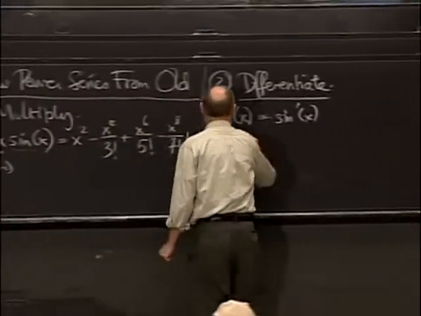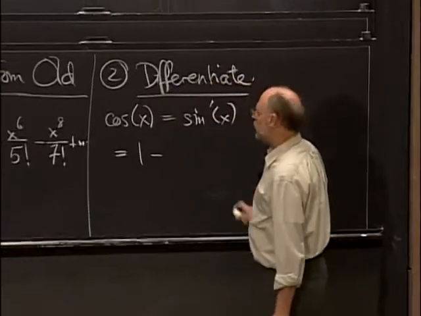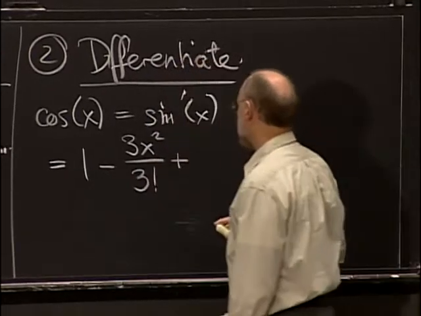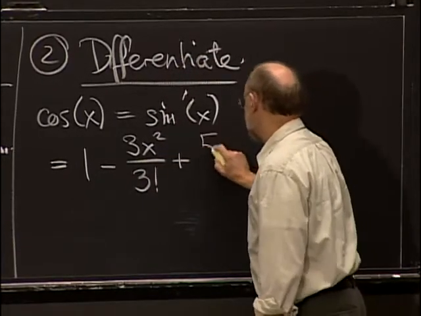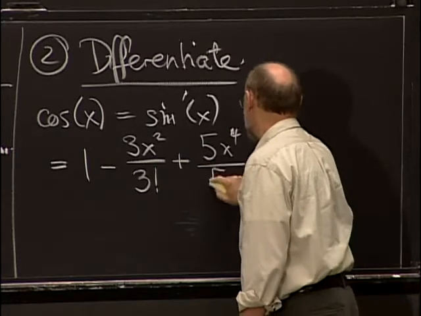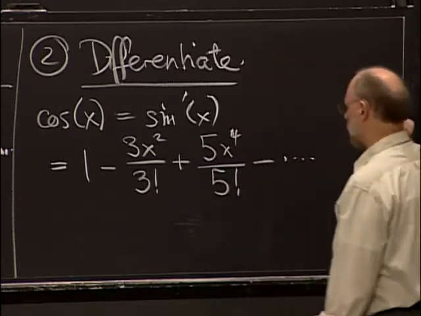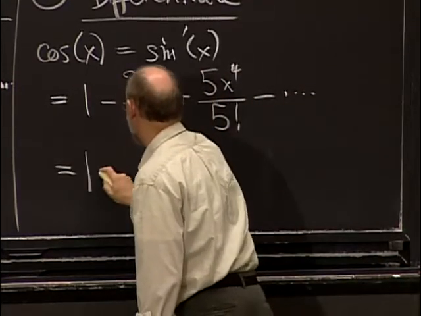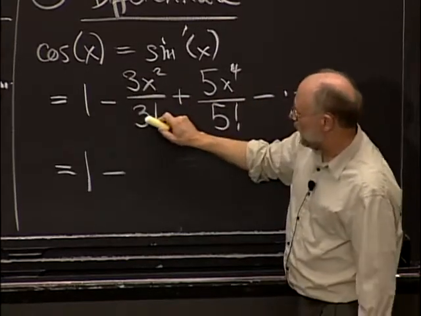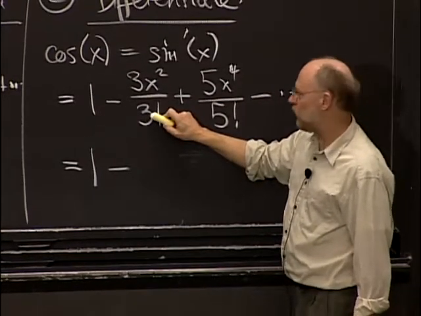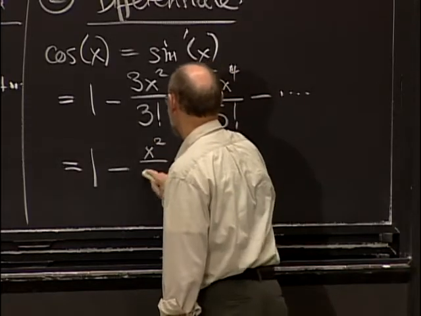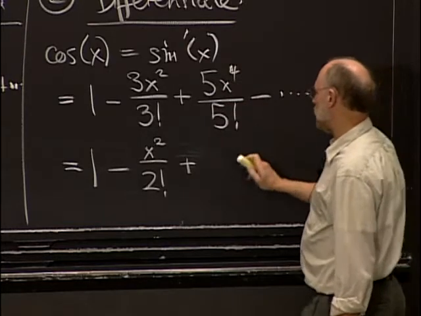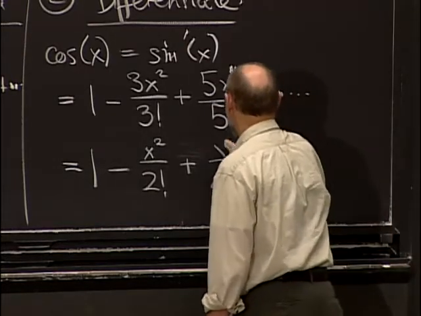So let's see, the derivative of x is 1. Now, the derivative of x cubed is 3x squared, and then there's a 3 factorial in the denominator. And the derivative of x to the 5th is 5x to the 4th, and there's a 5 factorial in the denominator, and so on and so on. And now some cancellation happens. So this is 1 minus, well, the 3 cancels with the last factor in this 3 factorial and leaves you with 2 factorial. And the 5 cancels with the last factor in the 5 factorial and leaves you with a 4 factorial in the denominator.